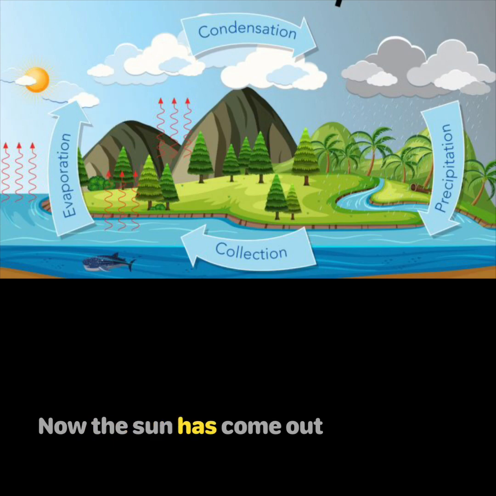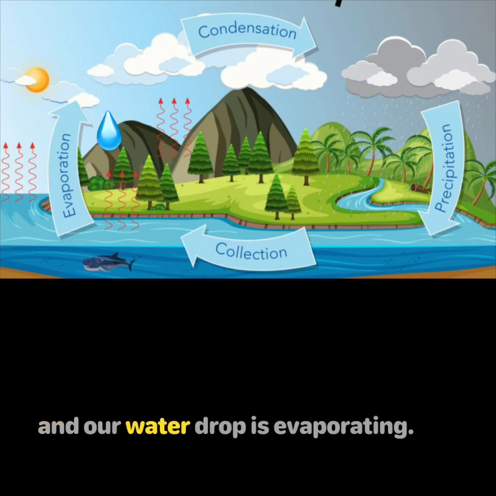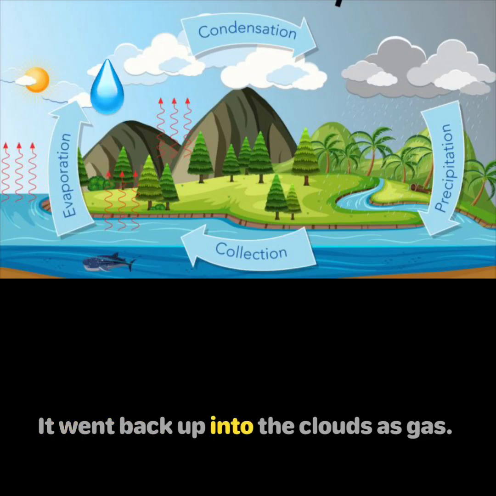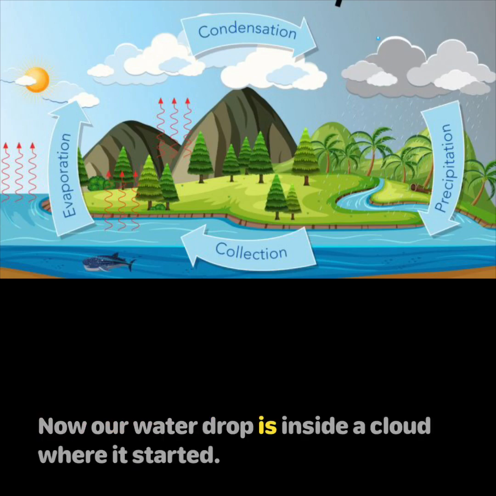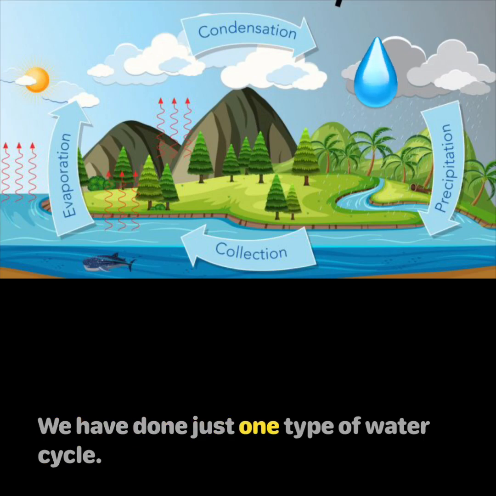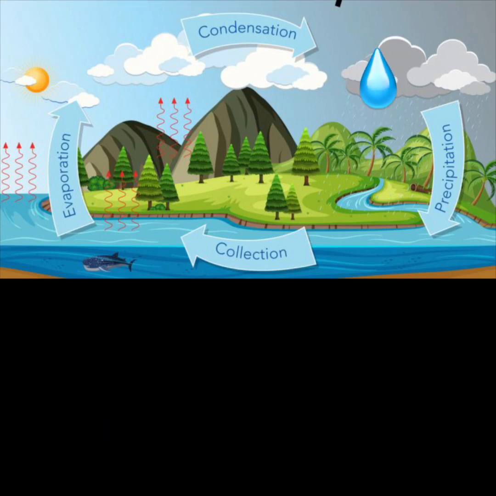Now the sun has come out. Our water drop is evaporating. It went back up into the clouds as gas. Now our water drop is inside a cloud where it started. We have done just one type of water cycle.